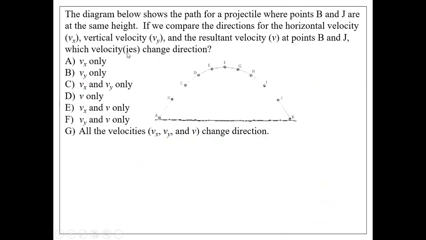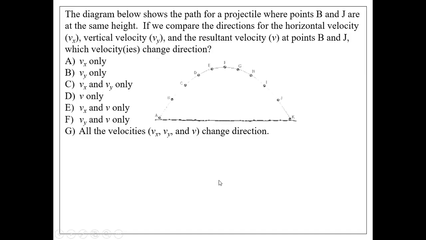In this next one, it says the diagram below shows the path of a projectile where points B and J are at the same height. So this is important. If you look at the diagram here, this is point B, and you go all the way to the right, that's point J, and they are located at the same height. And it says if we compare the directions for the horizontal velocity, the vertical velocity, and the resultant velocity, just V, at points B and J, which of the following changes?